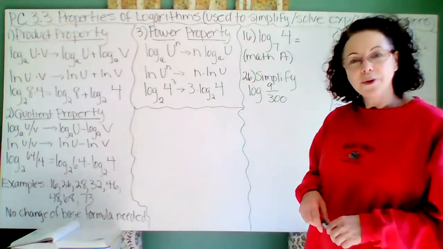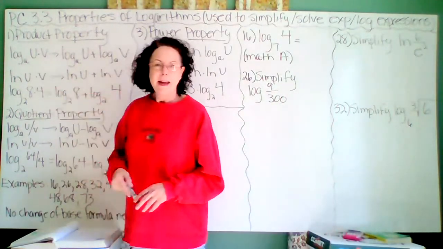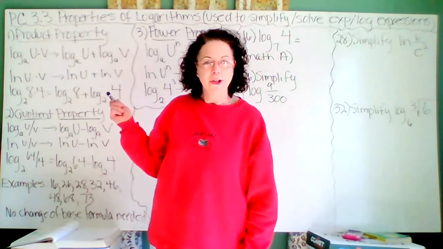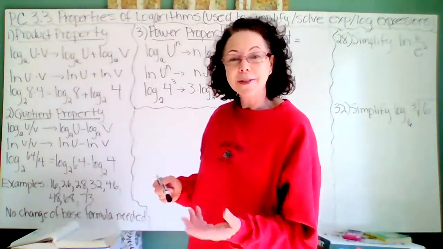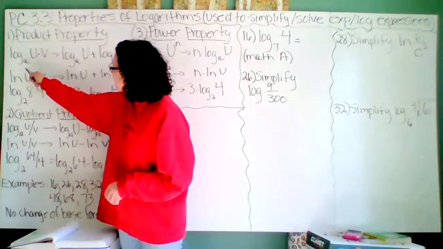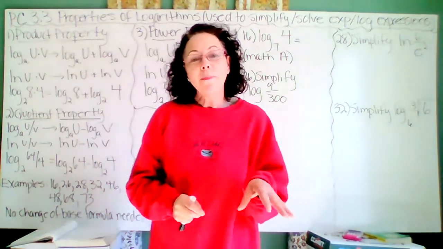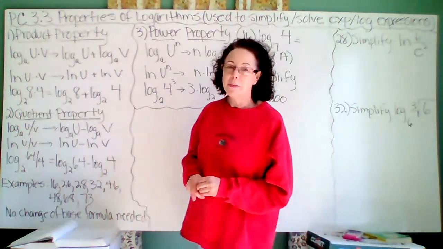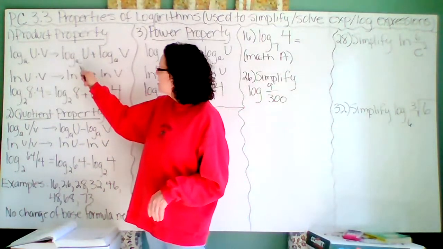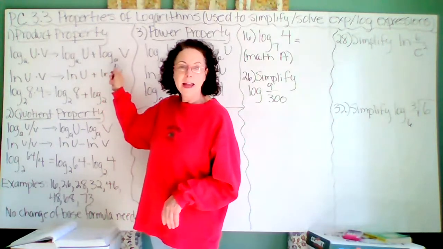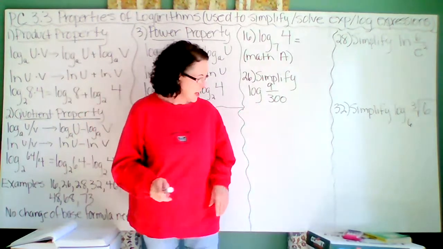So first of all, let's review the product property. If you have log, not natural log, just log base a of u times v, meaning the solution is a product. Here is the base, here is the exponent, here is the solution. You can break it up into two separate logs with the same base. You'll never see different bases. Log base a of u plus log base a of v. This is called a condensed version. This is an expanded version on the right.